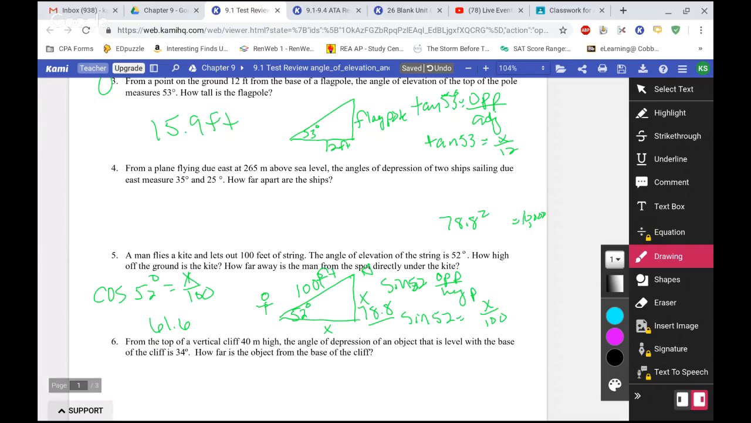Perfect. Use cosine. We're so smart. Brilliant. I love it when a plan comes together. I know. That's awesome. All right.